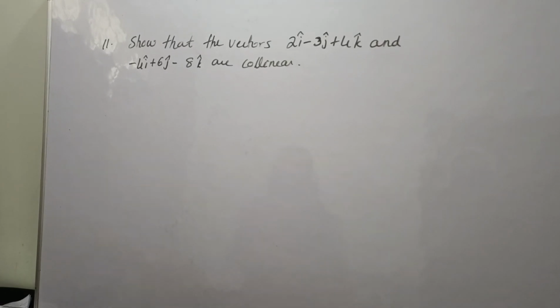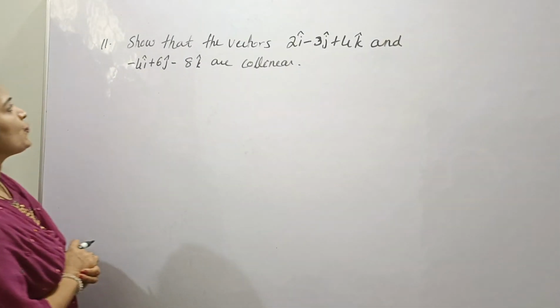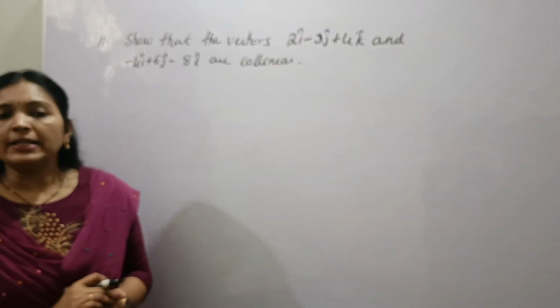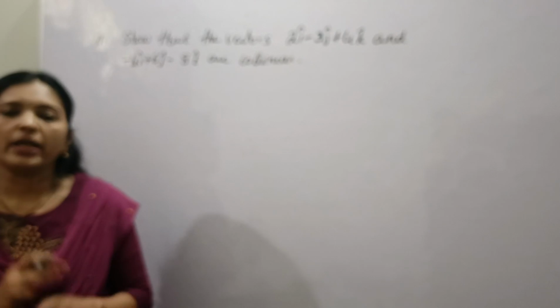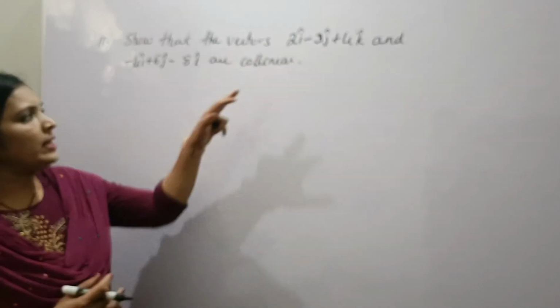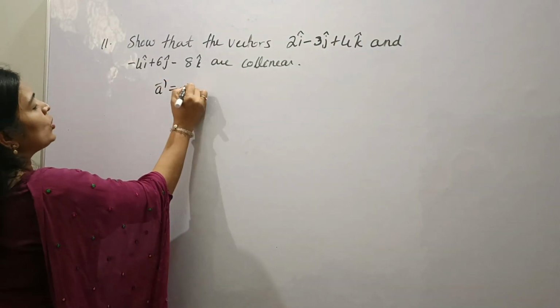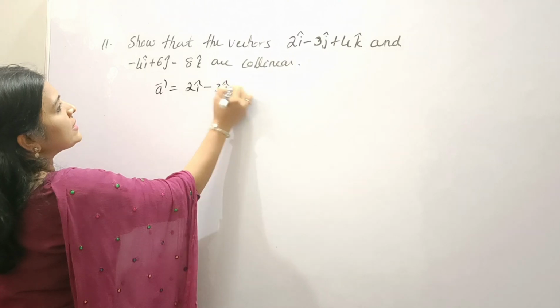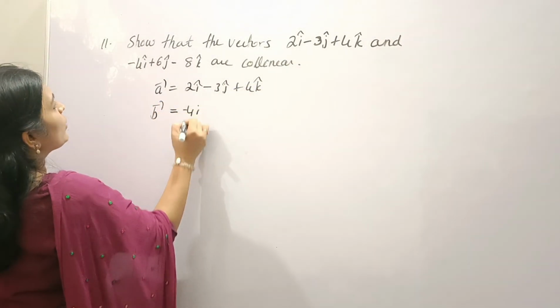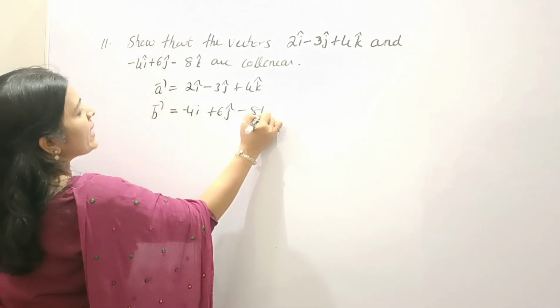Show that the vectors 2i minus 3j plus 4k and minus 4i plus 6j minus 8k are collinear. We learned that two vectors are collinear if they are parallel to the same line. Here we studied that vector A and vector 4a are collinear, because they are parallel to the same line. So here given vectors, vector A is equal to 2i minus 3j plus 4k and vector B is equal to minus 4i plus 6j minus 8k.